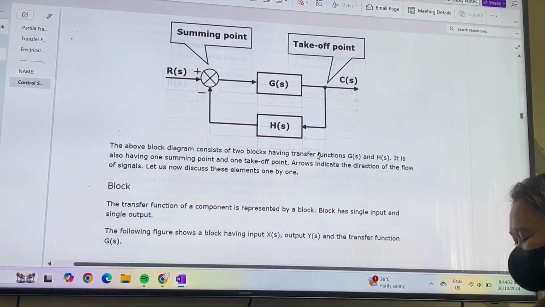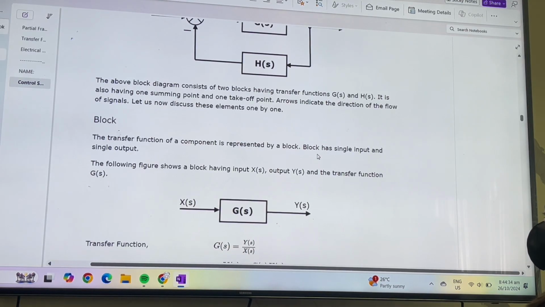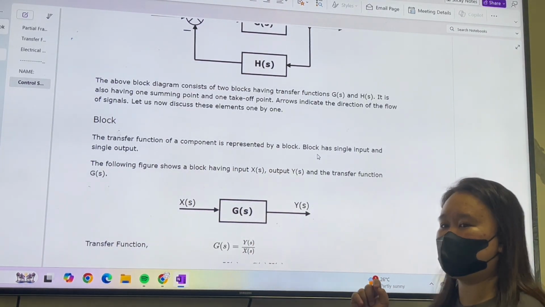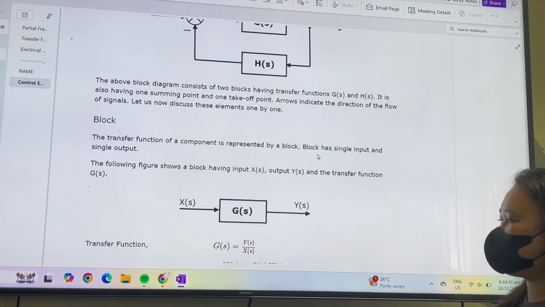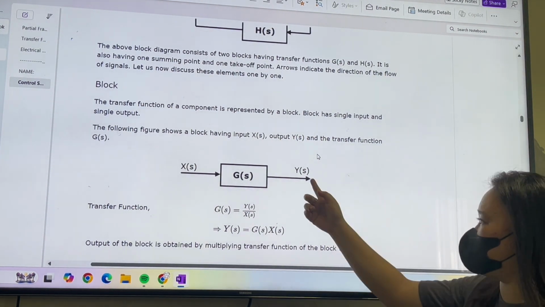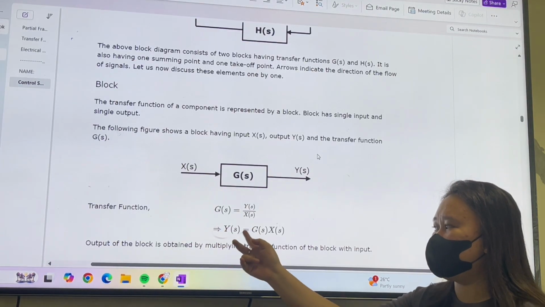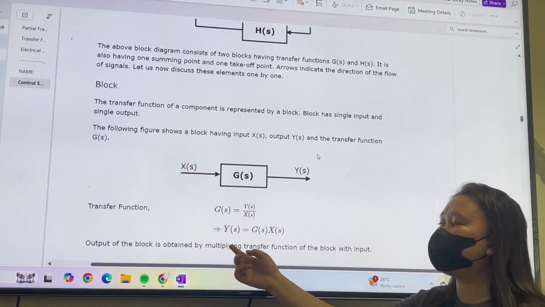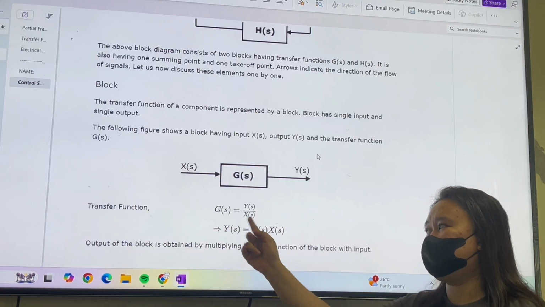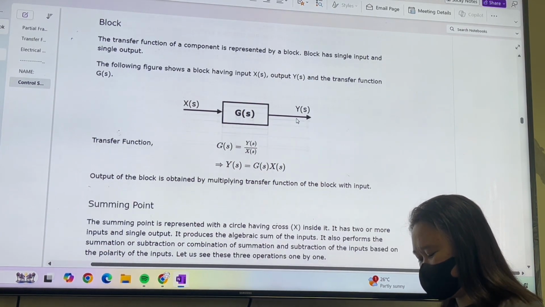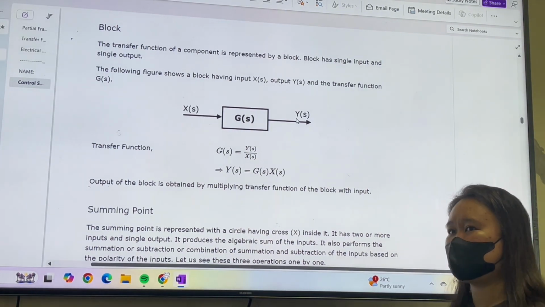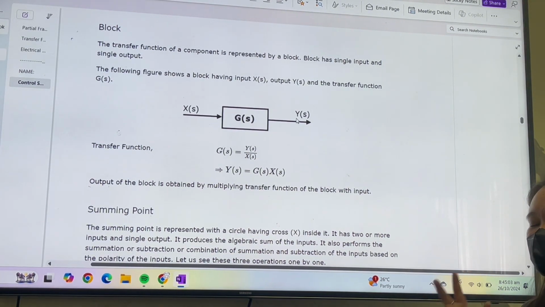So we have block. The transfer function of a component is represented by a block. Block has single input and single output. We have a block of transfer function. So the transfer function for this one is output all over input. If you are solving for the output, you just need to cross multiply G and X. Universal din ang formula sa gain. Gain is universally output all over input.